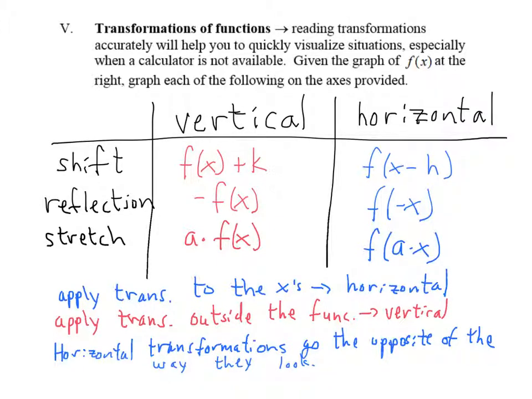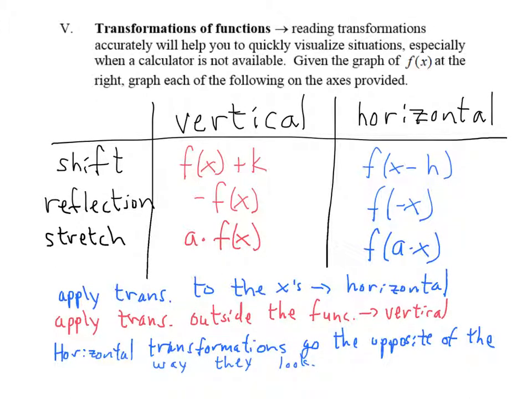As you look at it, all the vertical transformations being applied here are applied after the function, or outside the function. So if you apply transformations outside the function, it's going to be a vertical effect on the graph. And if you apply a transformation to the x part, or inside the function, then it ends up being a horizontal transformation. One other important thing to remember is that horizontal transformations always go the opposite of the way they look.